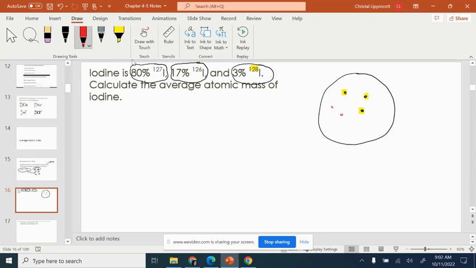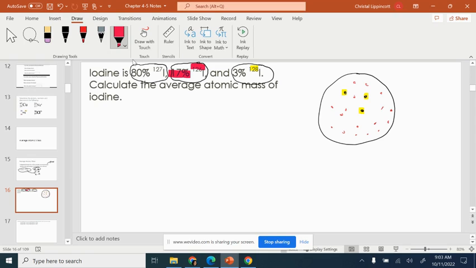17 of those are going to be 126. 80 of those are going to be 127. Do you want me to sit here and draw 80 dots in here? No, but you get the idea. So in any sample, if we had 100 atoms, 80 of them would be 127, 17 would be 126, and 3 of them would be 128.